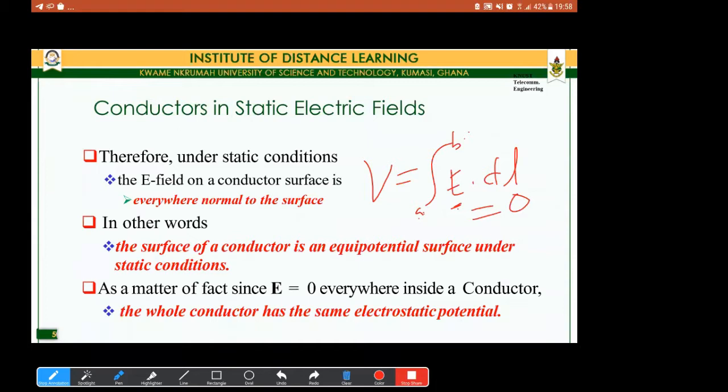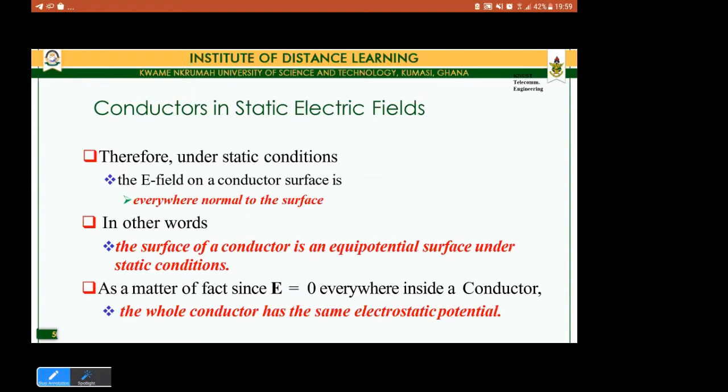And so, as a matter of fact, E, which is the electric field intensity, is zero everywhere inside the conductor. The whole conductor, therefore, has the same electrostatic potential, which means that if you put a conductor inside an electric field, every point on the conductor has the same potential. Therefore, the potential difference between any two points becomes equal to zero.